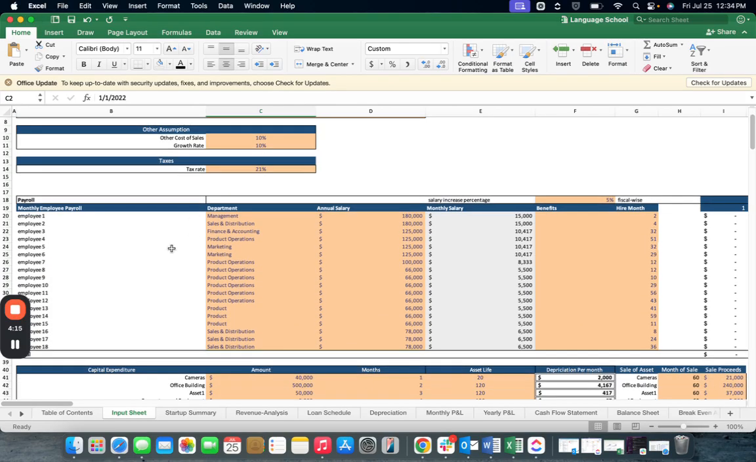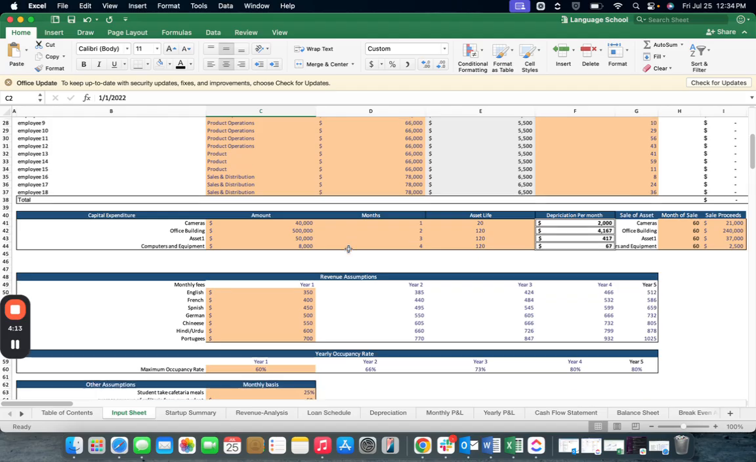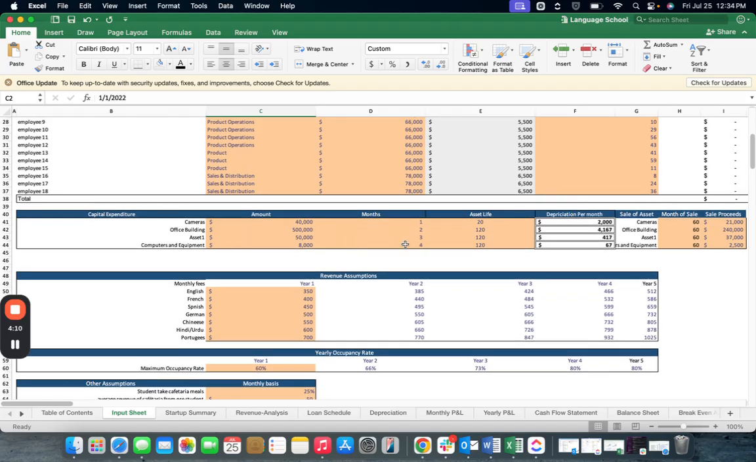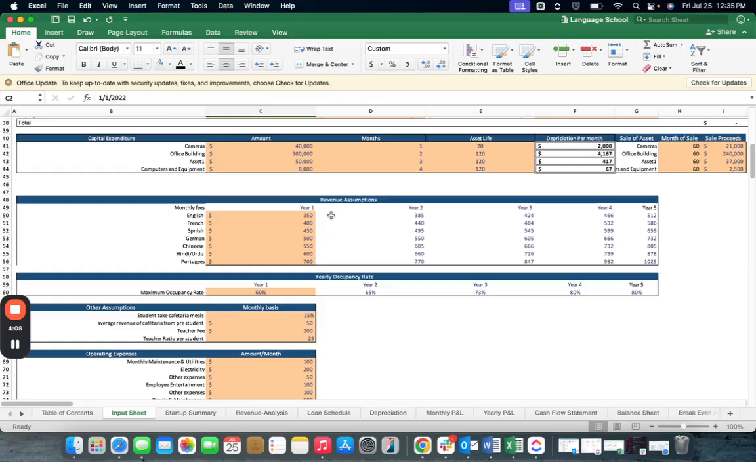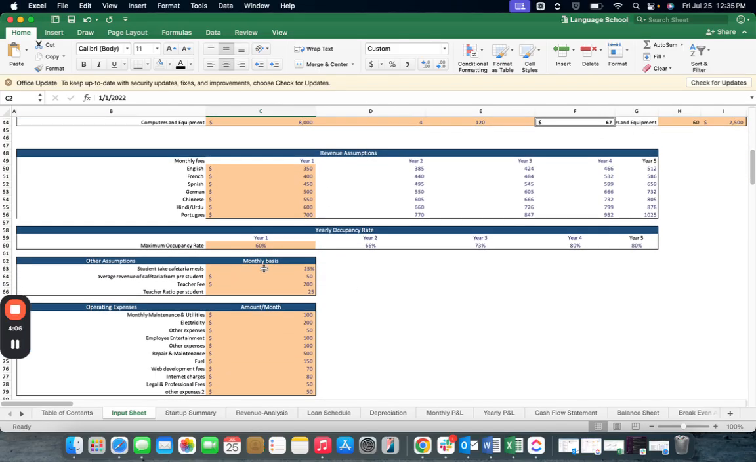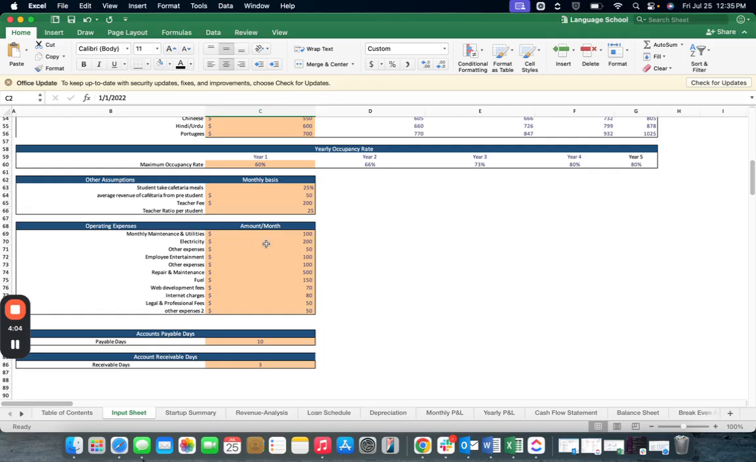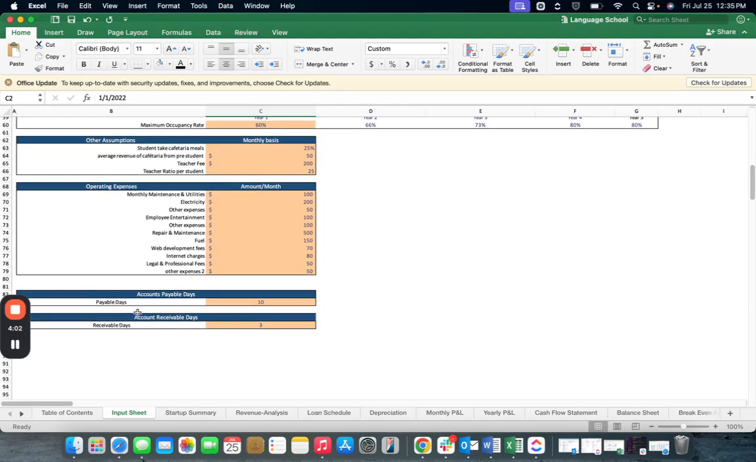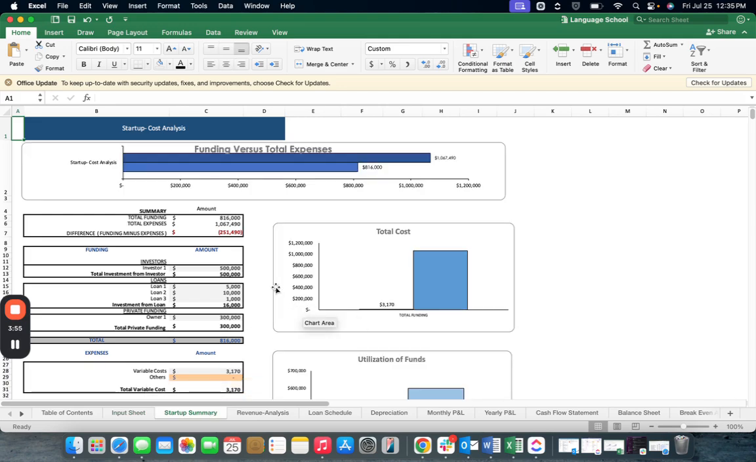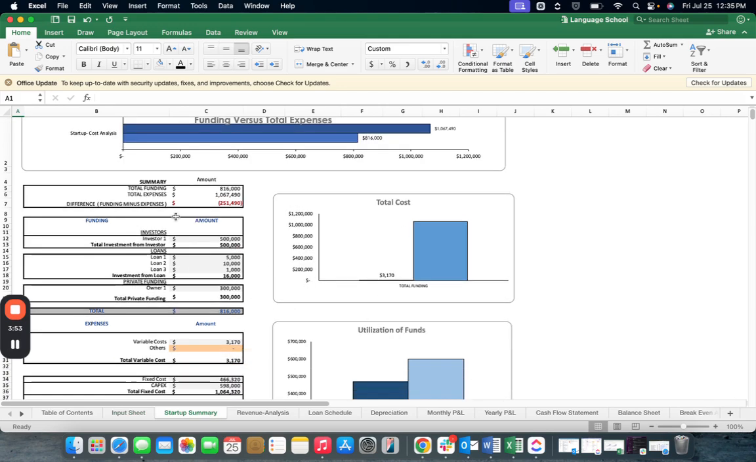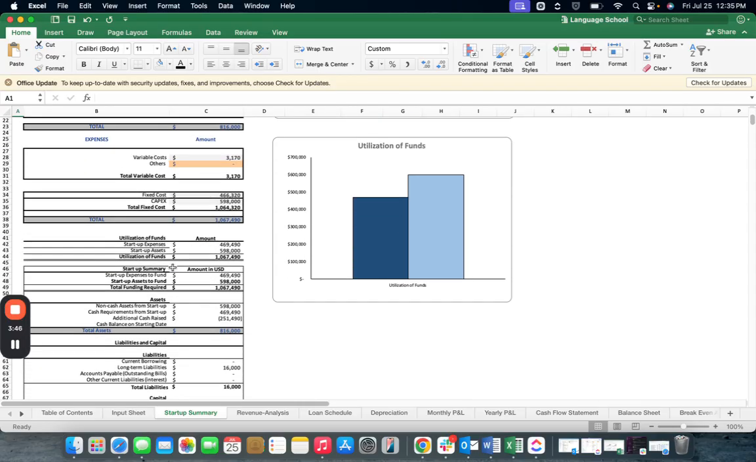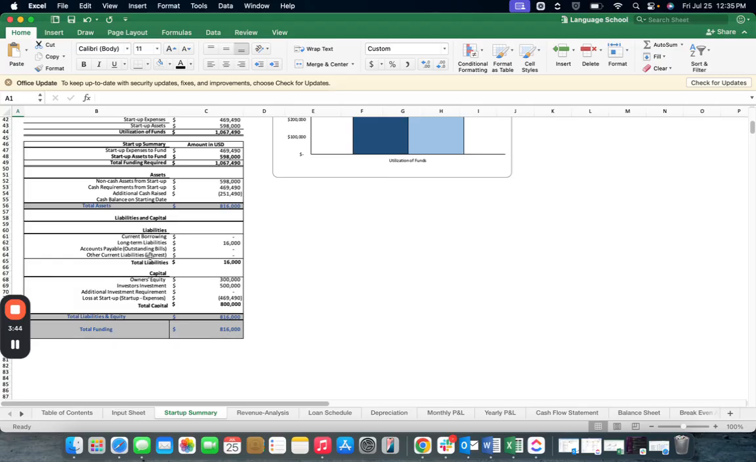And we have the payroll inputs. Then we have capital expenditure inputs, along with the revenue assumptions and other assumptions along with operating expenses. Then we have working capital inputs like account payable days and account receivable days. Then we have the startup summary. Here is the summary for the first year for the investors, like the summary for the fundings and expenses. Then we have the total assets and liabilities.